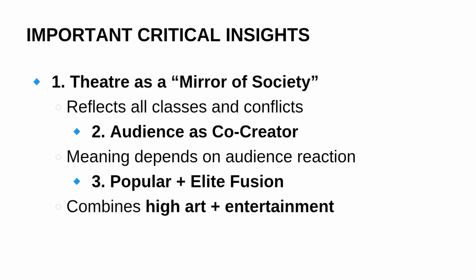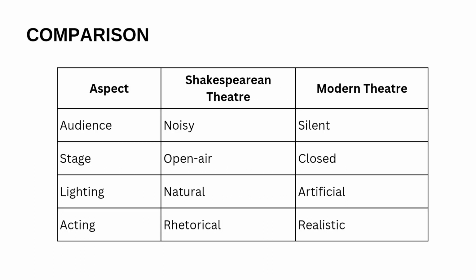Now let us clearly compare Shakespearean theatre with modern theatre. This is a very important exam-based concept, especially for short notes and comparison questions. First, audience. In Shakespearean theatre, the audience was noisy and highly interactive. They reacted immediately, cheering, laughing, or even expressing disapproval. In contrast, modern theatre audiences are usually silent and disciplined. They are expected to watch quietly and respond only at appropriate moments.